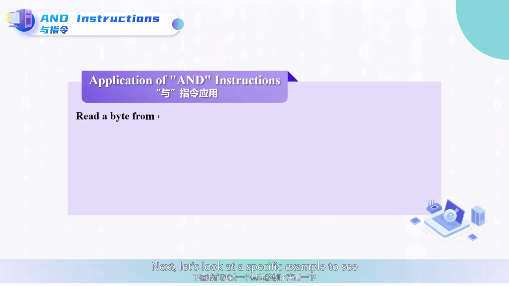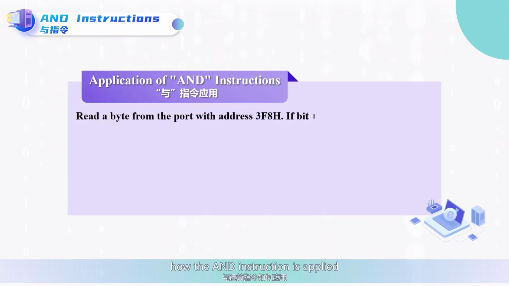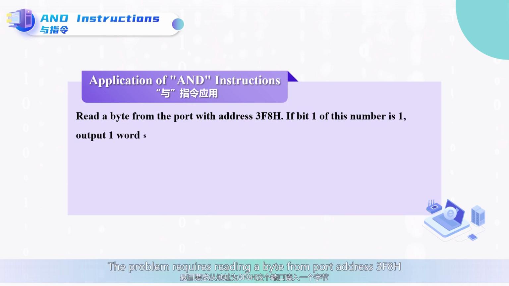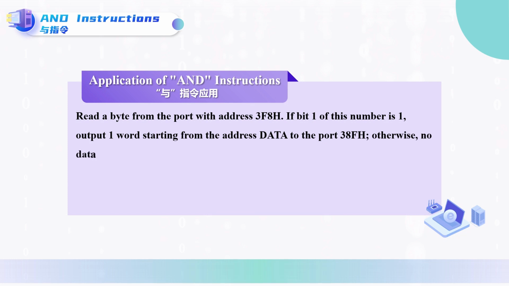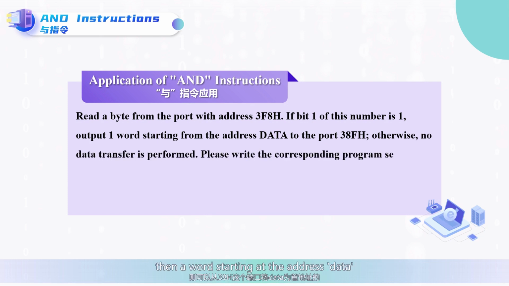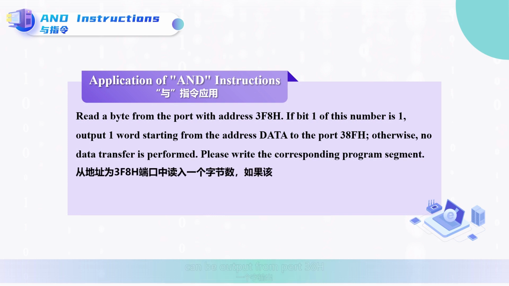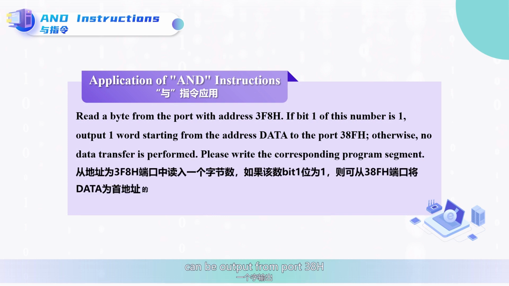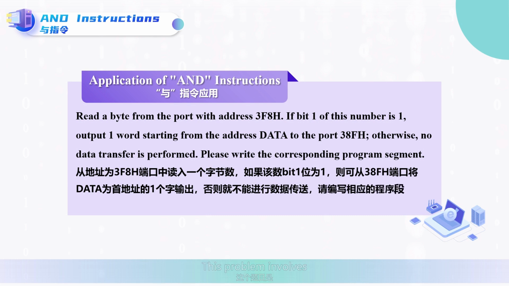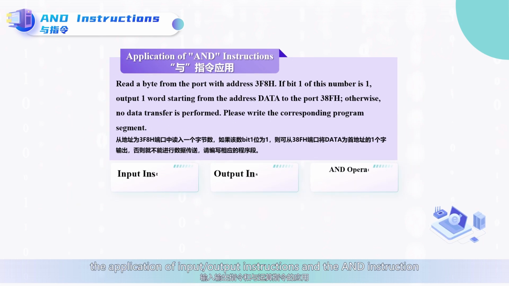Let's look at a specific example to see how the AND instruction is applied. The problem requires reading a byte from port address 3F8H. If bit 1 of this number is 1, then a word starting at the address DATA can be output from port 38FH.